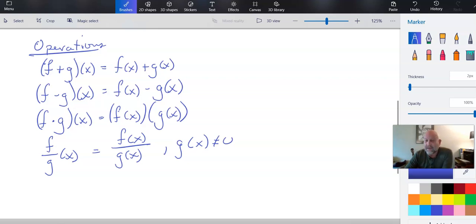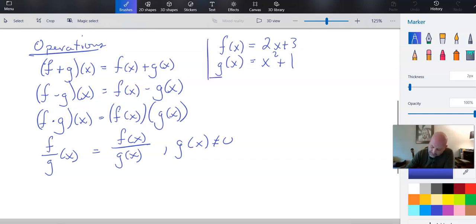Now this is going to make a lot more sense if I go ahead and define some functions. So let's pick a couple of functions here. Let's say f of x is equal to 2x plus 3, and g of x is equal to x squared plus 1. Okay, so those are the two functions I'm going to be dealing with here. Let's just look at these one at a time real quick.